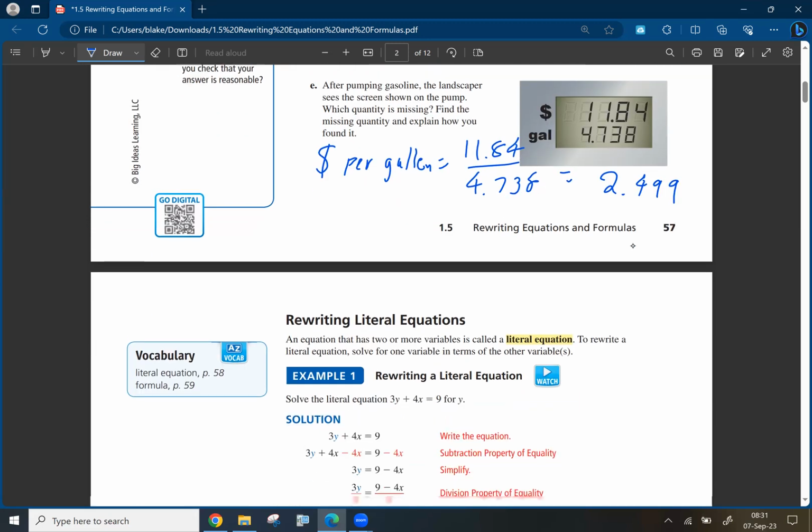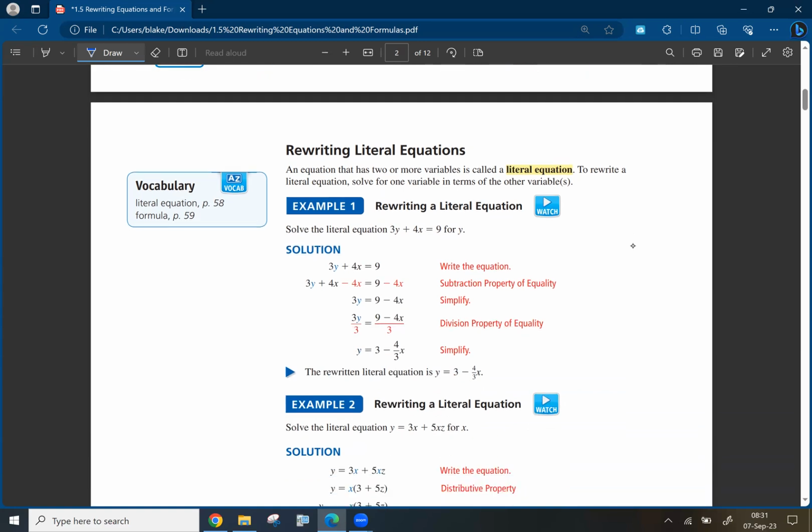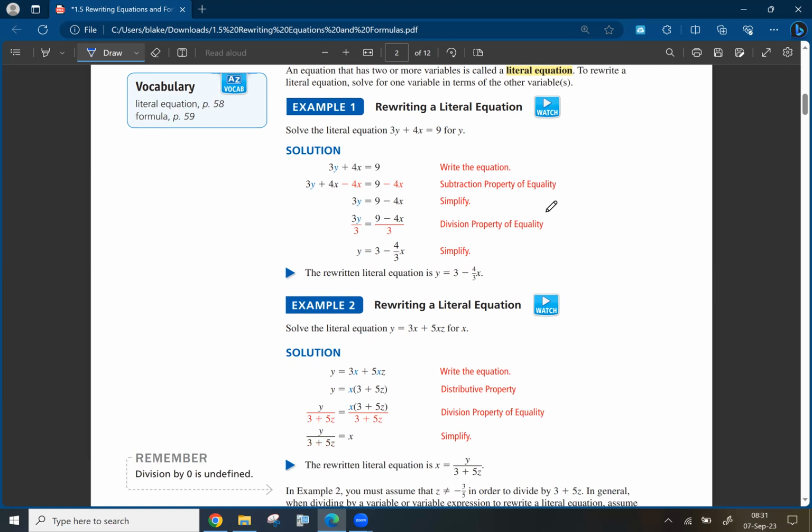All right, so now let's get to the nitty-gritty part of our notes today. Rewriting literal equations. Here's a couple examples already worked out for you. I'm going to talk you through them, and then we'll do a couple on our own.